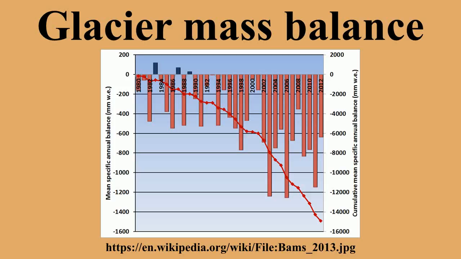Sonnblick's glacier has been measured since 1957 and the glacier has lost 12 meters of mass, an average annual loss of -0.23 meters per year. New Zealand.